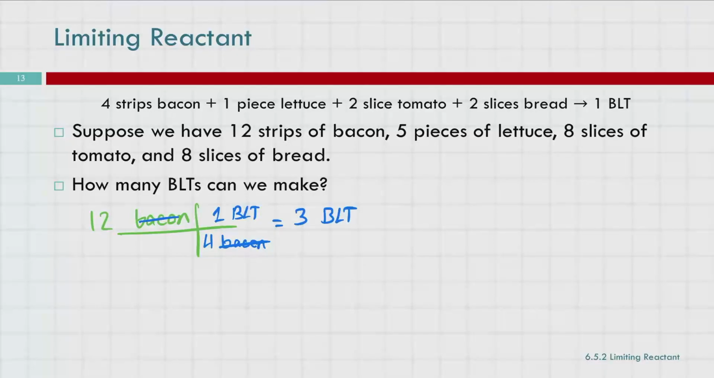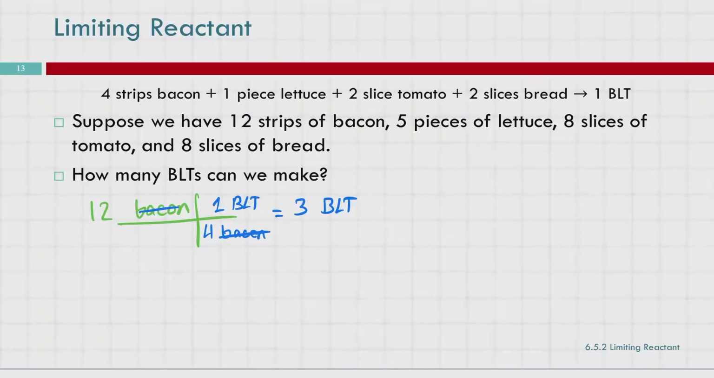Not necessarily, because we also have lettuce, tomato, and bread. We also have to have enough of those to make the sandwiches. Otherwise, we're just eating 4 strips of bacon at a time, which is not necessarily a bad thing. So let's check our other ones.